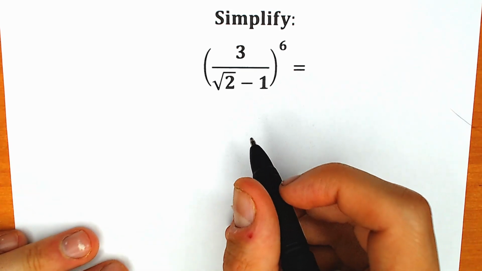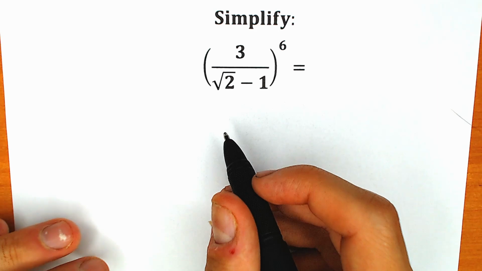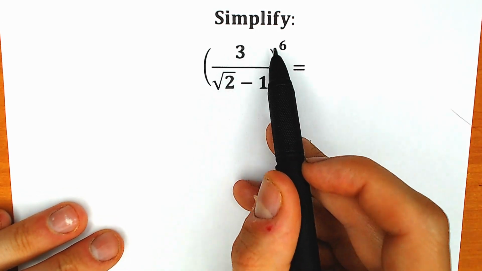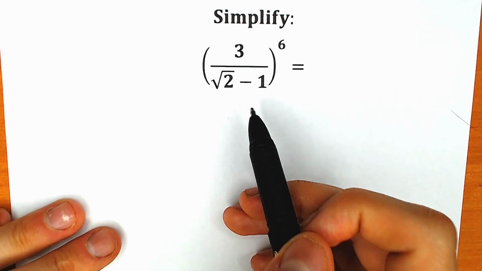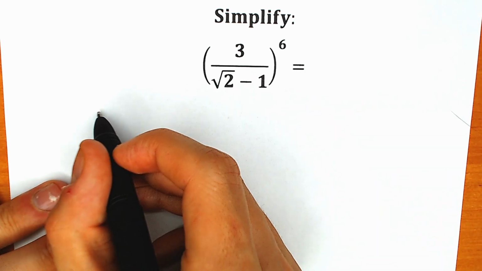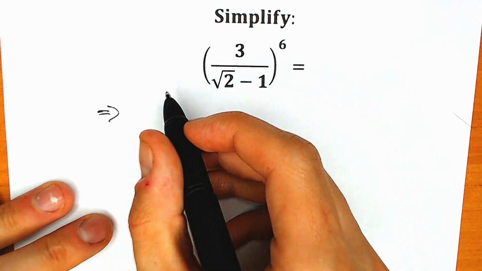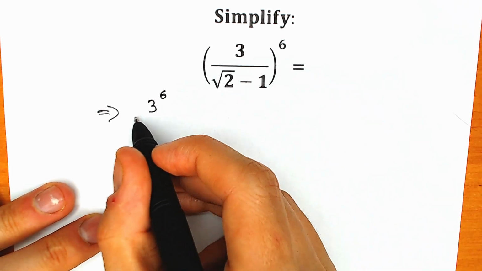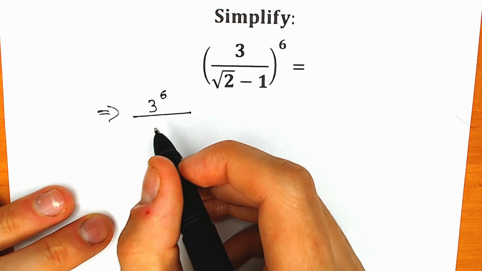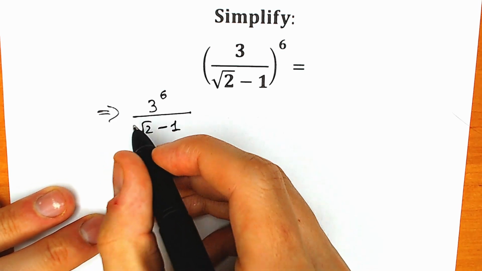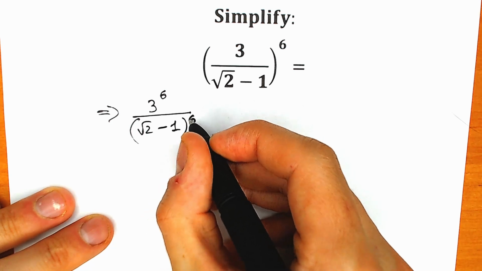Really interesting question. First of all, we need to know a really interesting property. Whenever we have a fraction, you can easily raise the numerator to the power 6 and the denominator to the power 6. It helps a lot, so we can easily split it. Okay, let's do this right now. In our numerator, we will have 3 to the power 6, and in our denominator we have square root of 2 minus 1 to the power 6.